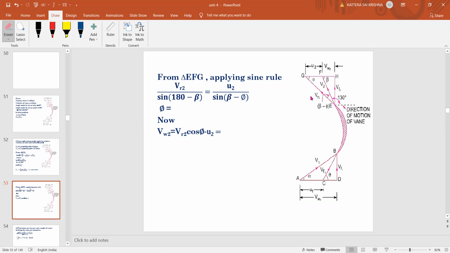So what we can see: VR2 we know already, which is equal to VR1. So VR2 is the line here. What is the opposite angle? This one. This is the angle which we want to know. So VR2 by this angle we want. If you see the horizontal line in total, it is 180 degrees minus beta. So VR2 by sine 180 minus beta is equal to, we know this length as U2.